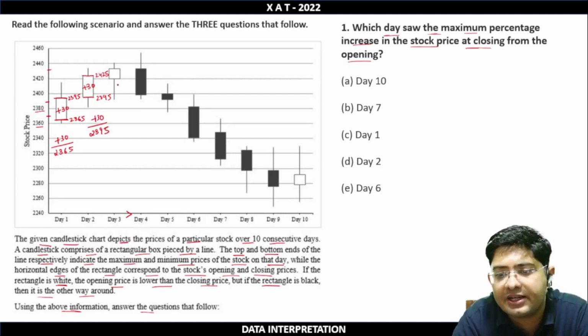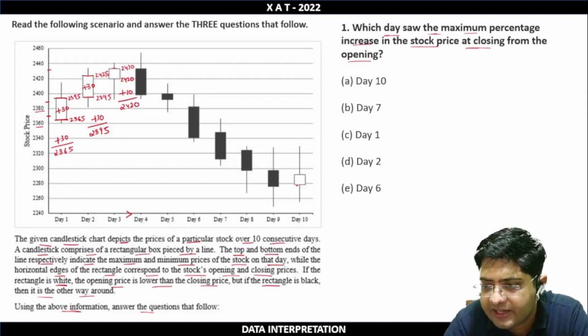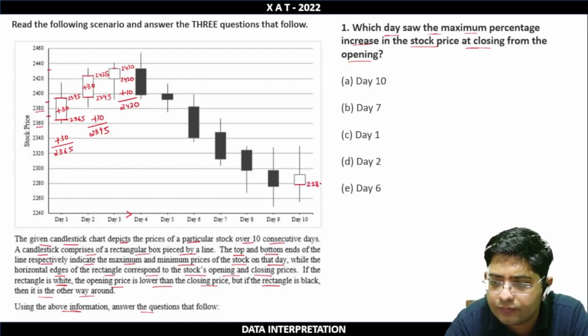And if I look at the day 3 candlestick, that is the 2420 and that is the 2430. So that is the 10 increase over 2420. And if I look at the white candlestick of day 10, that is the 2280 and that is the 2290.